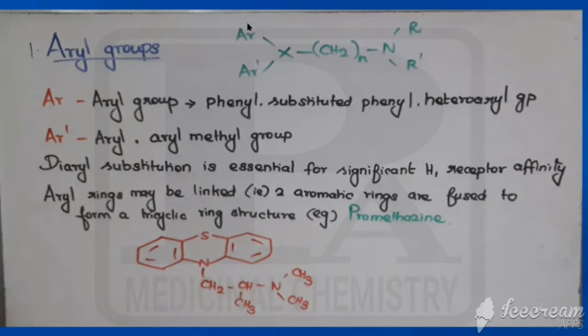Here these aryl rings can be linked. That is, these two aromatic rings are fused and we get a tricyclic ring structure. An example for that is promethazine. So look at the structure of promethazine. Here we have two aryl rings that are fused and we get a tricyclic ring structure, which is present in promethazine.